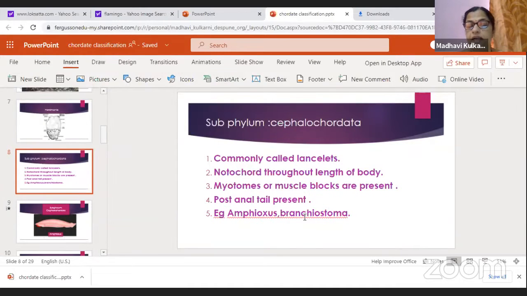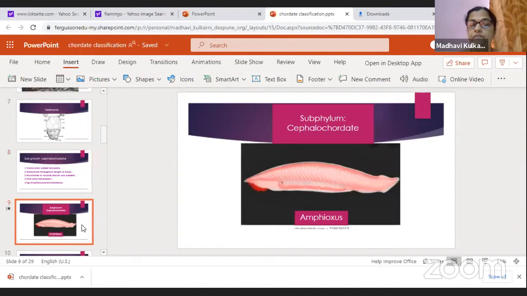Examples are Amphioxus and Branchiostoma. Out of that, this is a picture of the Amphioxus animal from the subphylum Cephalochordata. It is a minute animal, a few millimeters in length. But on this body, these lines which are present here indicate the paired myotomes, and that is a chordate-like character. One more character I want to show you here is the presence of the post-anal tail. The anus will be present at this point, and the presence of a post-anal tail in Amphioxus is a peculiar chordate character.